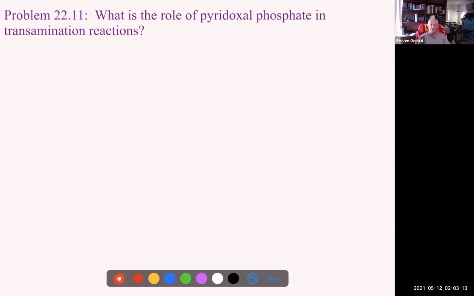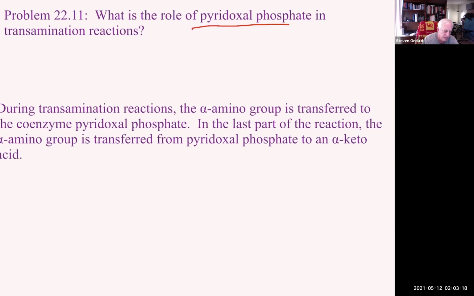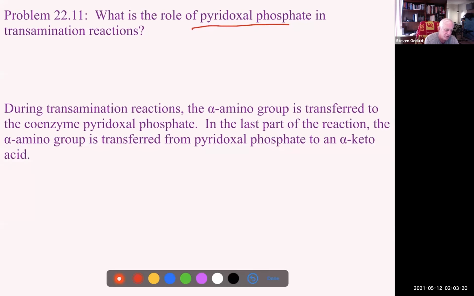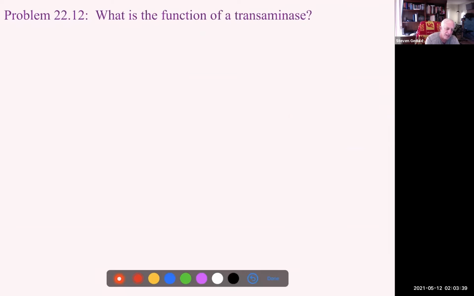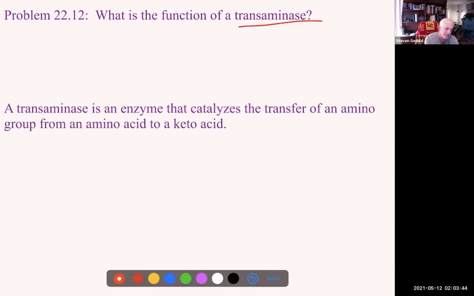Okay. So what is the role of pyridoxal phosphate? Okay, pyridoxal phosphate is our intermediate. Okay. During transamination reactions, the amino group is transferred to the coenzyme pyridoxal phosphate. That is our intermediate in all transamination reactions where we're losing our alpha amino group from our amino acids. In the last part of the reaction, then the amino group is transferred from the pyridoxal phosphate back to an alpha keto acid. Okay. Transaminase allows you to transfer your nitrogen group, your alpha amino group. So transaminase is an enzyme for the transfer of an amino group from an amino acid to a keto acid.